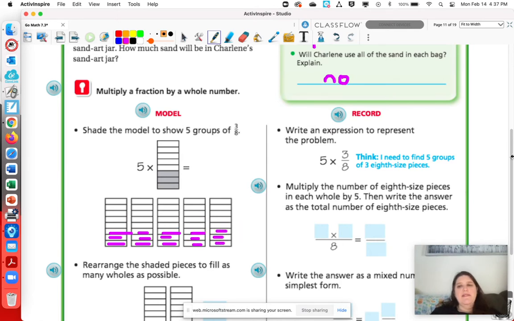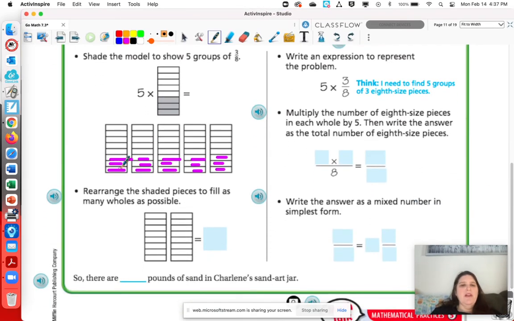And then they want us to rearrange it into these pieces so that we can see how much it would be total. So 1, 2, 3, 4, 5, 6, 7, 8, 9, 10, 11, 12, 13, 14, 15. So it's 15/8. Or we have 1 whole and 7 of the 8 colored in.